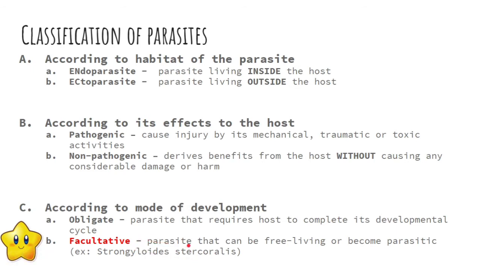These are parasites that can be free-living or become parasitic. So, ang ibig sabihin po, pag facultative, ang ating isang parasite, it can complete its life cycle without the host. It can be free-living in the environment. So, pwede siyang, nandyan lang siya sa tubig, nandyan lang siya sa lupa, mako-complete yung life cycle niya kahit walang host. Okay, a good example again of that is the Strongyloides stercoralis.